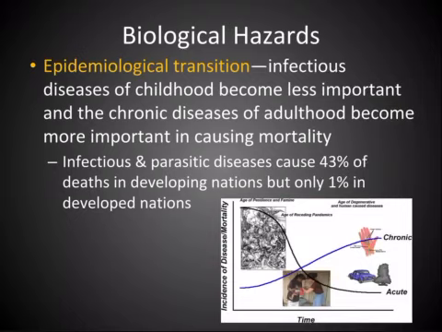Another thing that we see, epidemiological transition. The things that affect children are not the same that affect adults, not the same that affect older people. And we also see this with developing versus developed countries. So infectious and parasitic diseases tend to cause more of the deaths in developing countries, but only 1% in developed. I think I might have said that backwards. But if you look at the graph there, over time, when you're older, you're more likely to die from something that is chronic. When you're younger, you're more likely to die from like a disease or acute illness.